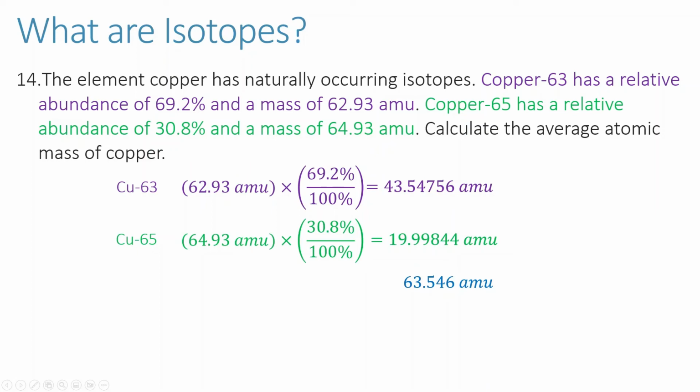Now notice that the mass is much closer to 62.93 than it is to 64.93. And that's because the 62.93 isotope is much more abundant than the other isotope. So that skews the average towards that more abundant isotope.